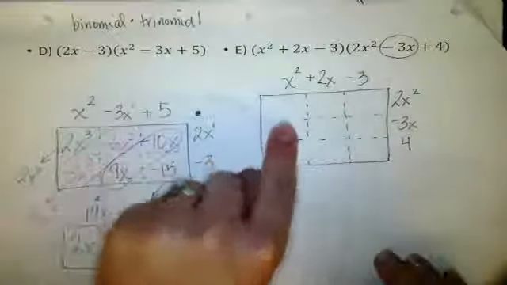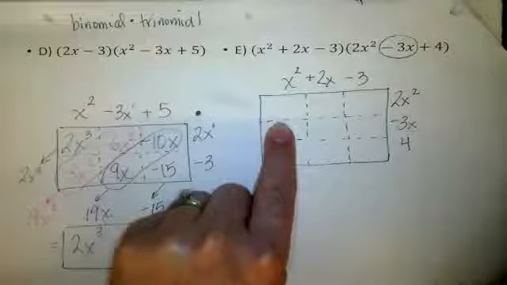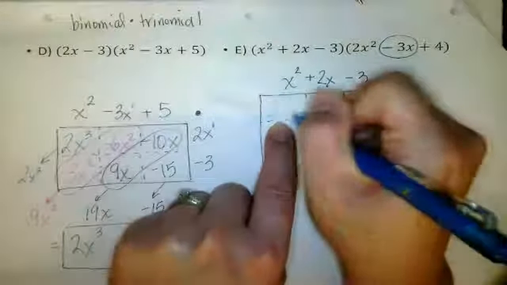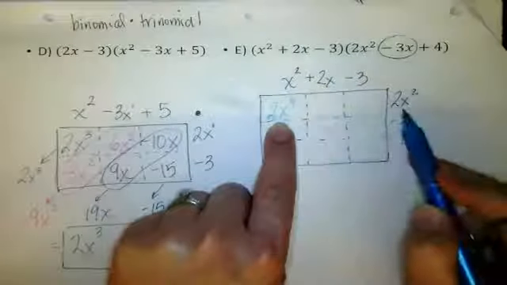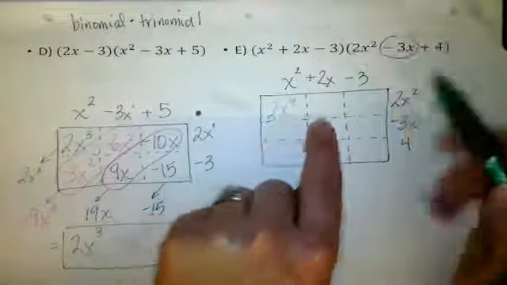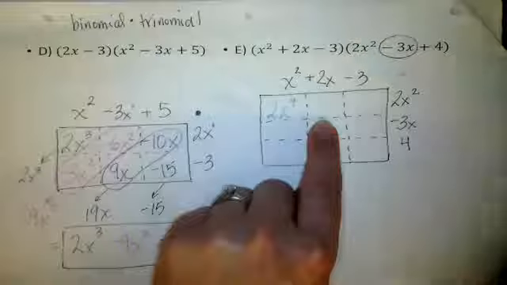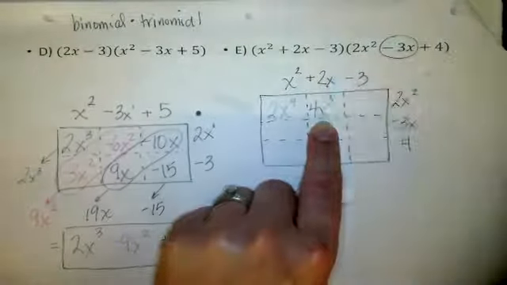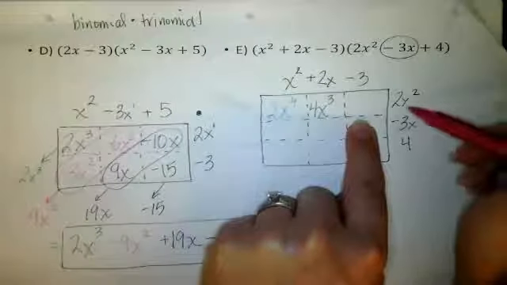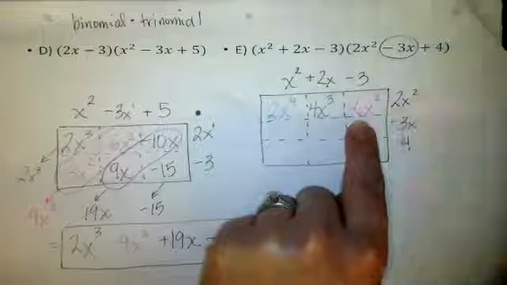All right, what is x squared times 2x squared? 2x to the fourth. X squared times x squared is x to the fourth. Adding those exponents up. 2x times 2x squared is what? 4x cubed. Then I have negative 3 times 2x squared, which is negative 6x squared.